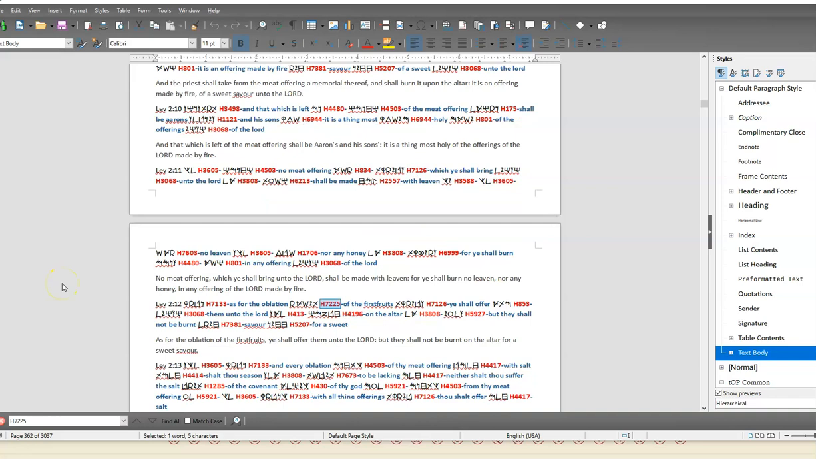Here's one that doesn't have to do with these two synonymous terms necessarily, but it's just something for us to think about. It's Leviticus 2:12. "As for the oblation of the first fruits," and here Reshit is translated as first fruits, "ye shall offer them unto Yahweh, but they shall not be burnt on an altar for a sweet savor." So here's the part where we need to consider the concept. Reshit is translated a number of times as first fruits, as in, you offer your first fruits. That's when it's translated first fruits like that.